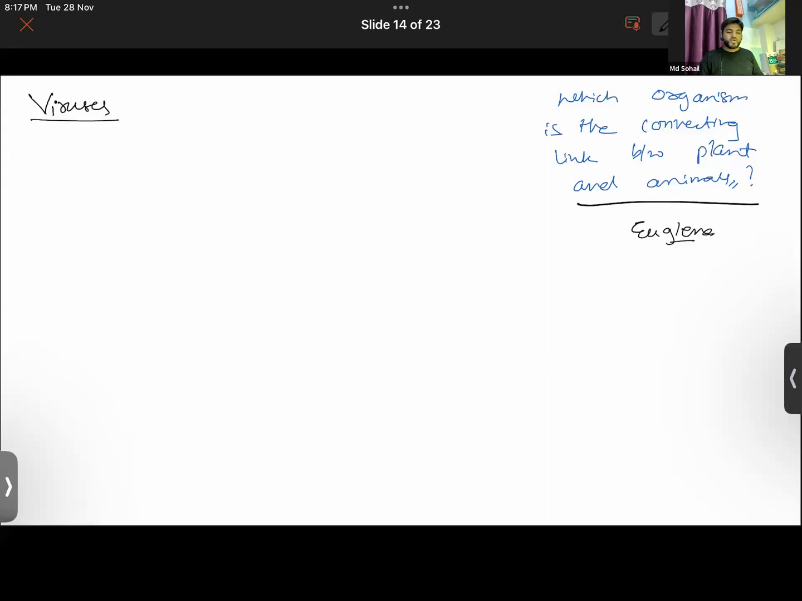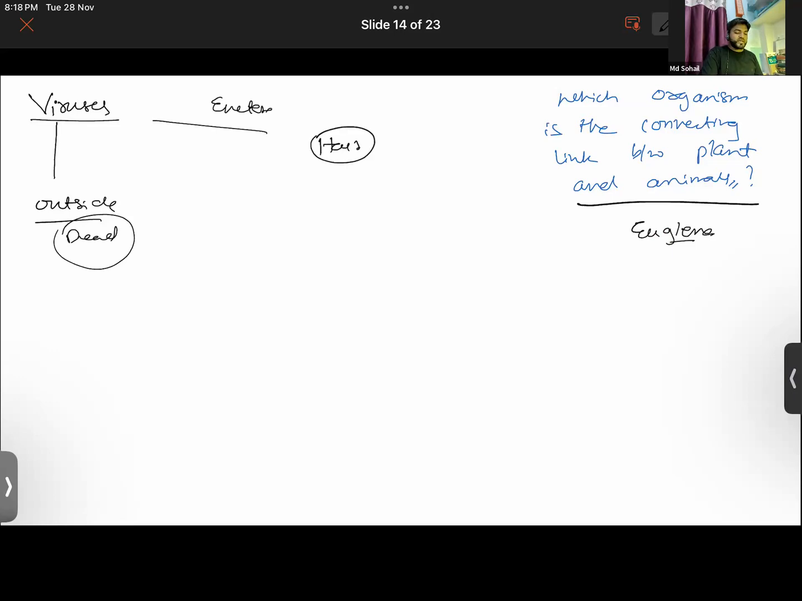As of now, just remember that Euglena is the connecting link between plant and animal. Connecting link here refers to the fact that it shares characteristics of both plants and animals. Similarly, viruses are dead when outside the host body, and alive when they enter the host body. Thereby, they are a connecting link between dead and alive.